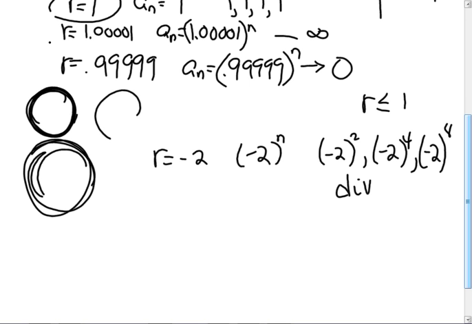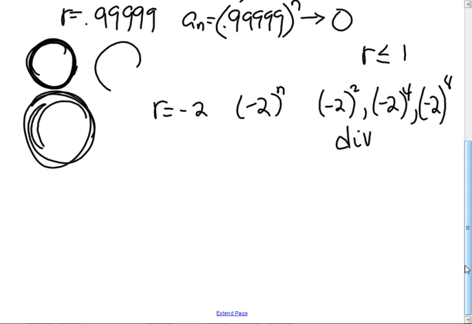Where do you think the other split point is? Negative 1. What happens at negative 1? Does it converge? I'd like to say it does, but does it? R equals negative 1. So a sub n is negative 1 to the n. Now we have to remember this, because we're going to come back and visit this again. This is going to be important. Okay, James? What about this one? Negative 1 is negative 1, negative 1 squared is 1, negative 1 cubed is negative 1, negative 1 to the 4th is 1. Is this convergent? No.